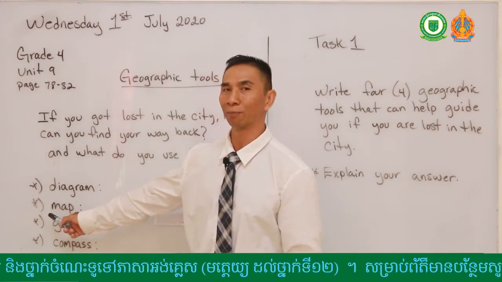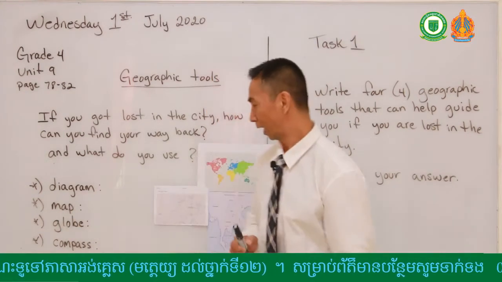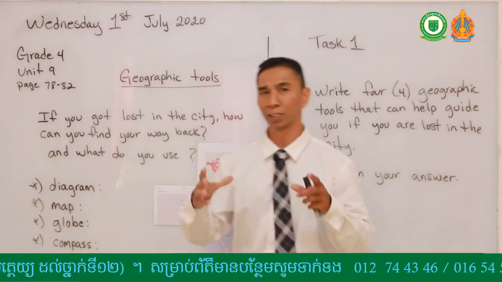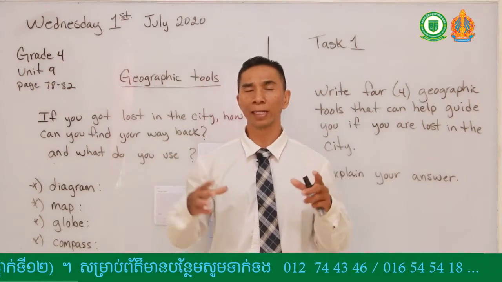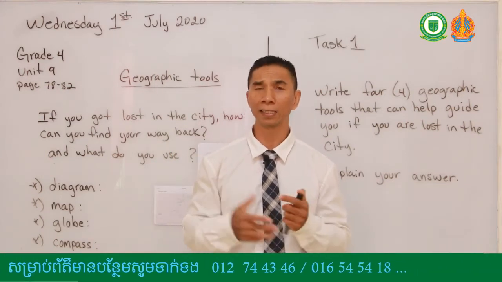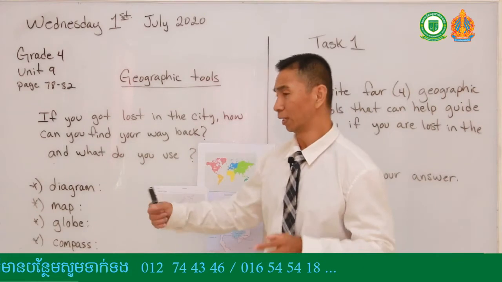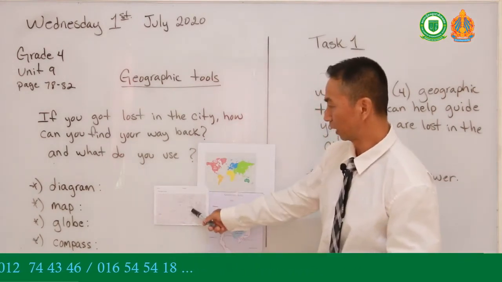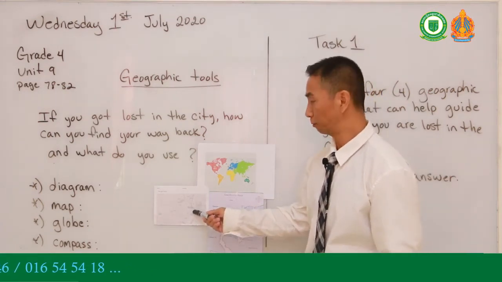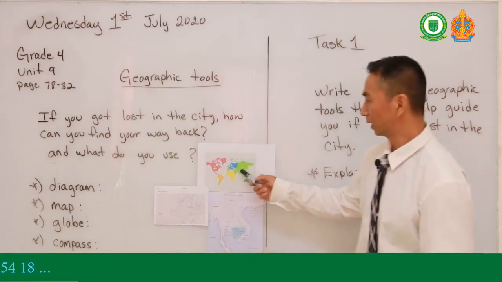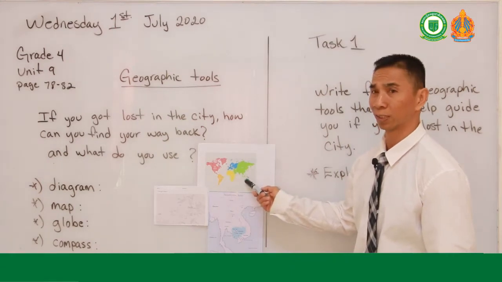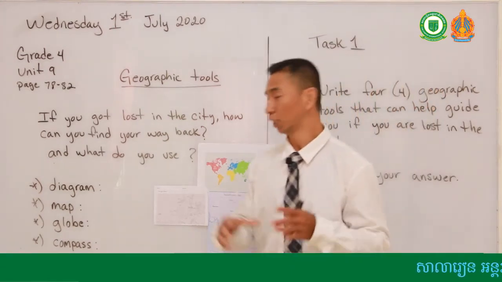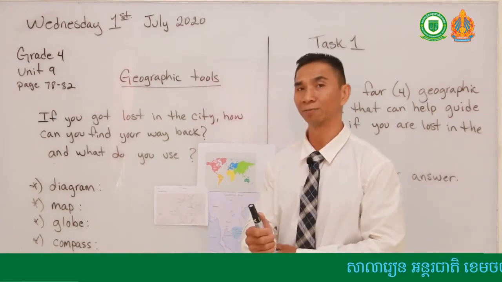Map. Do you know what a map is? I hope you do. A map is all of this. A map is a picture that shows the location or place of a city, a place, or somewhere else. A map is a diagram that shows the location. Just for example, here, this is a map of Phnom Penh. This is a map of the whole continent. This is a map of Southeast Asia. So a map shows a picture of a location.